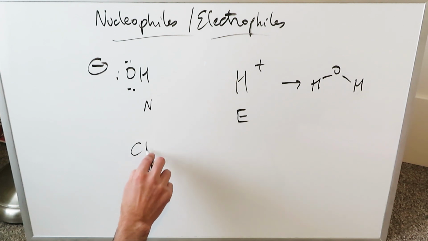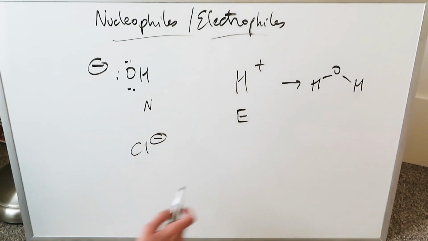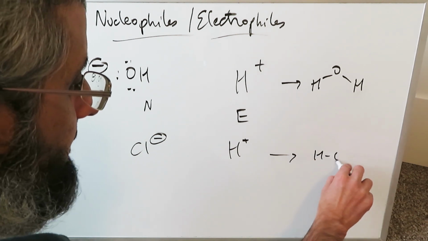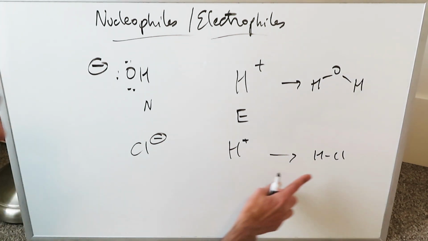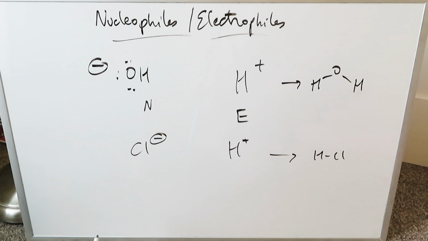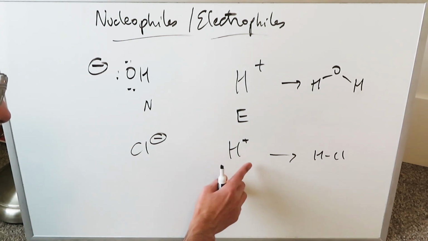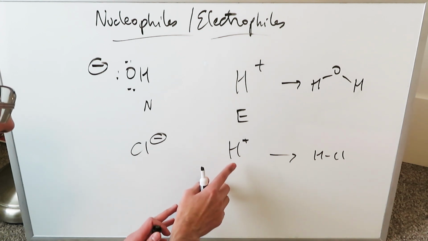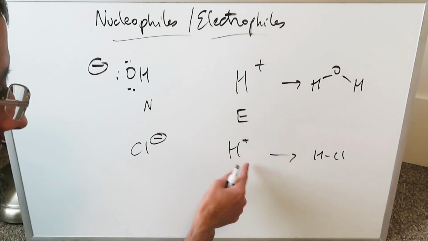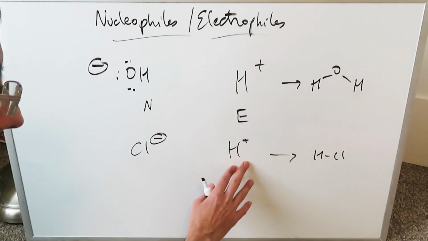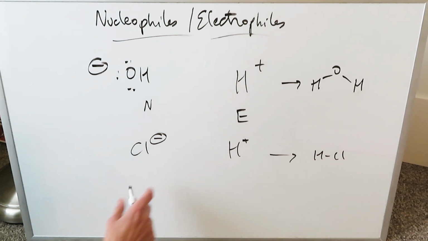How about this? You have a chloride anion, you have a hydrogen ion. These can react to give hydrochloric acid. You know that, hydrogen chloride, hydrochloric acid, however you want to name it. But this here is your nucleophile, this here is your electrophile. The electrophile is going to be attacked and it's going to achieve its complete octet by means of a nucleophile joining it.